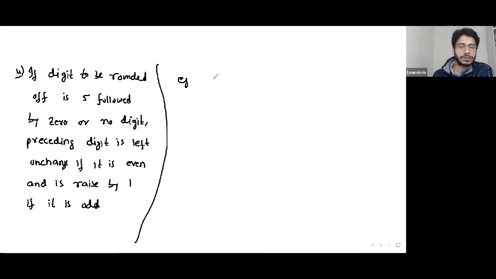Like I'm giving you this example, 1.245. So this is 5 followed by no other digit. I'm asking you to round off this 5. Then just look at this preceding digit. This is even, leave it as it is. It's 1.24.